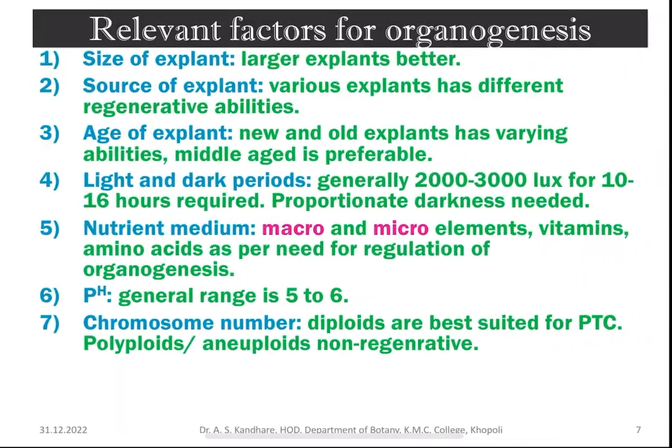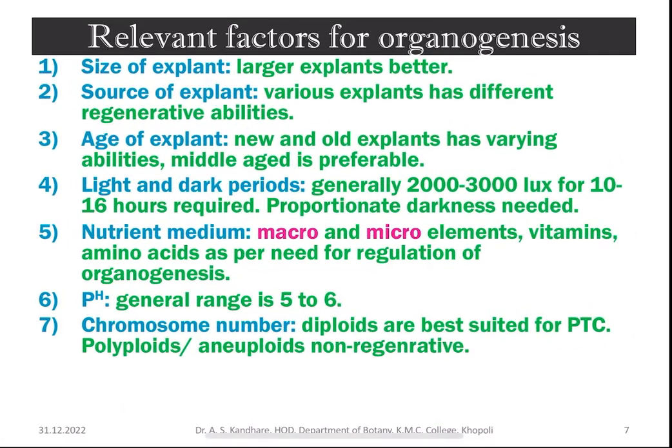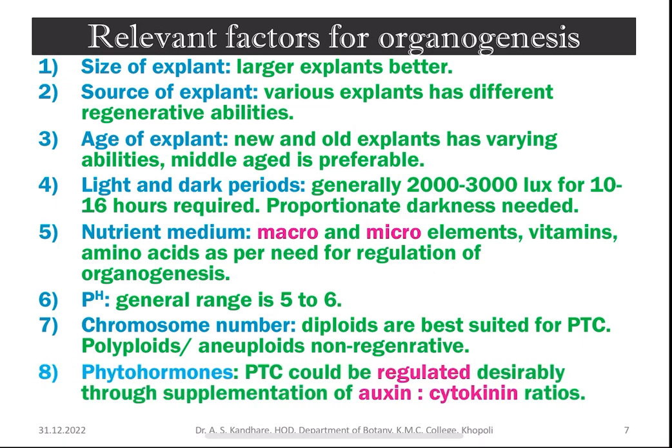तो उसके अंदर जो होता है क्रोमोसोम नंबर, that chromosome number should be generally diploid, ये होता है डिप्लॉयड, तो पीटीसी ज़्यादा सक्सेसफुल हो सकती हैं. Then comes the most important thing, that is biochemical, isn't it? So phytohormones are the essential and vital biochemicals, isn't it, in PTC, and it regulates the process of organogenesis, isn't it? Therefore, PTC could be regulated directly through supplementation of auxin to cytokinin ratio.